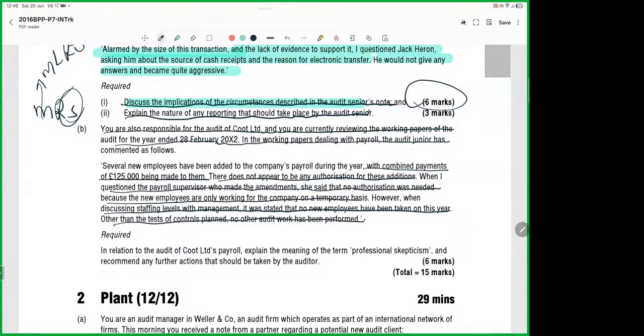Required: in relation to the audit of Food Limited's payroll, explain the meaning of the term professional skepticism and recommend any further actions that will be taken by the auditor. Six marks.